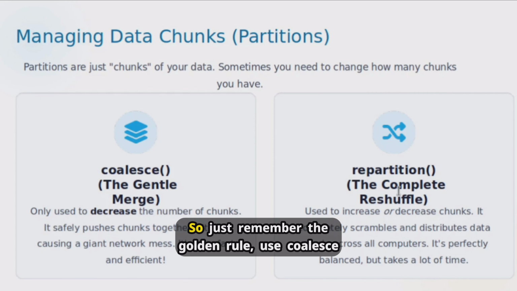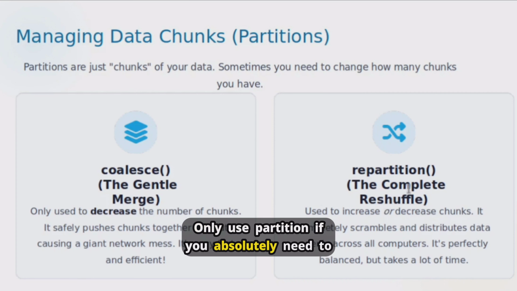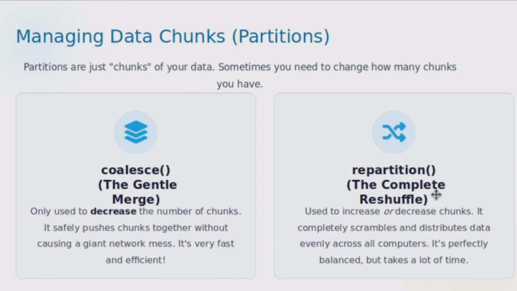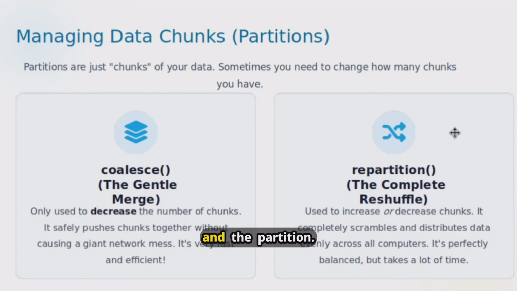Okay, so just remember the golden rule. Use coalesce whenever you are just shrinking the number of partitions. Only use repartition if you absolutely need to move data around to fix a data balance issue or increase your partition count. Understood? So this is the basic difference between coalesce and repartition.